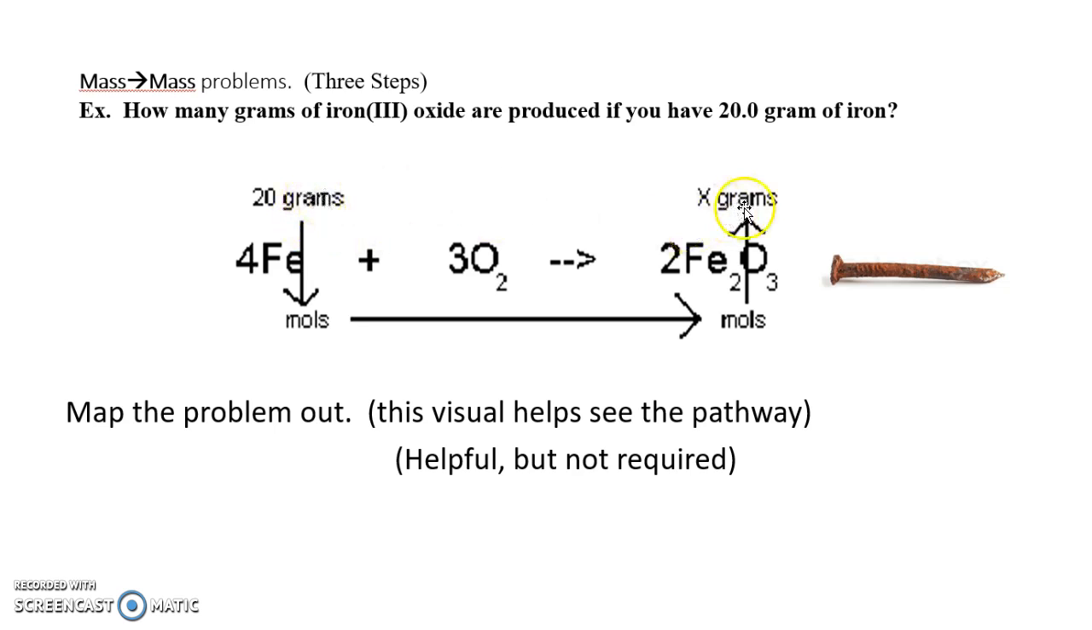We can't go from grams to grams without going into the realm of moles. So if you look, I've made an arrow going to moles, and then going from moles across to moles of iron 3 oxide, and then moles to grams. Each arrow represents a step that we need to take in order to solve this problem. That's how this roadmap works.